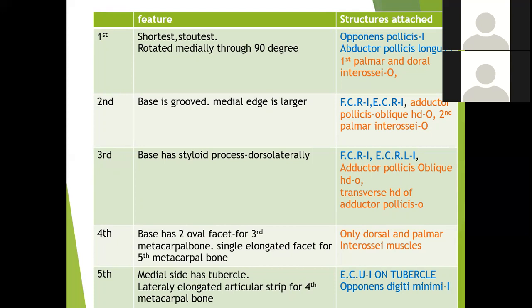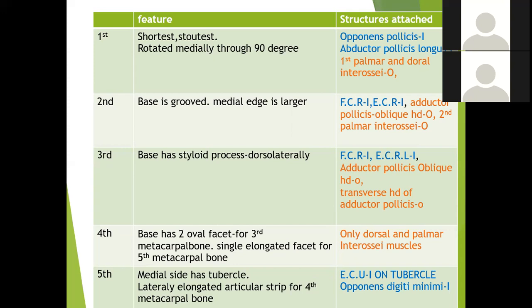And next one we can see adductor pollicis oblique head. It is originated here, and it also gives origin for the second palmar interosseous muscle. Okay. So we can see two muscles are inserted here and the remaining muscle is originated here.